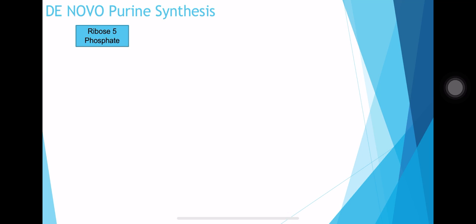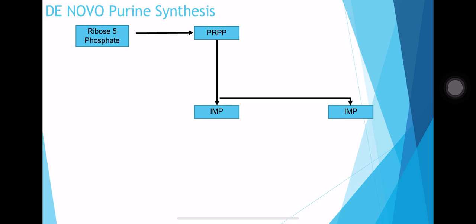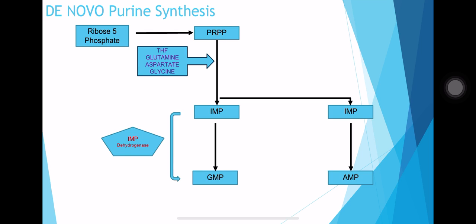To understand more of the importance of the purine synthesis pathway, let's look at the de novo, or anew, purine synthesis, in which we have a 5-carbon phosphate sugar, which is the backbone of RNA and DNA, and we're turning that into IMP, or inosine monophosphate. This is done through crucial additions through THF, glutamine, aspartate, and also glycine. And glycine is what separates the purine de novo synthesis pathway and the pyrimidine de novo synthesis pathway. And so from IMP, we can then dehydrogenate it into GMP and AMP.